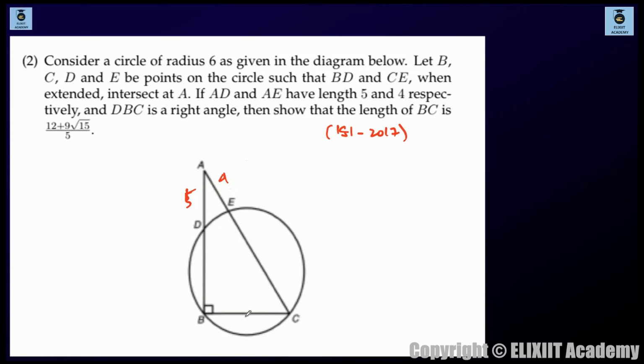A circle of radius 6 is given. So the radius is 6 units. If you take the radius, the center is somewhere over here. This is the center, C let's say. But we already have C, so give this a different name. Let's say this is O.